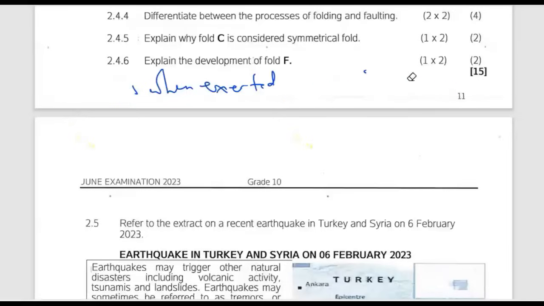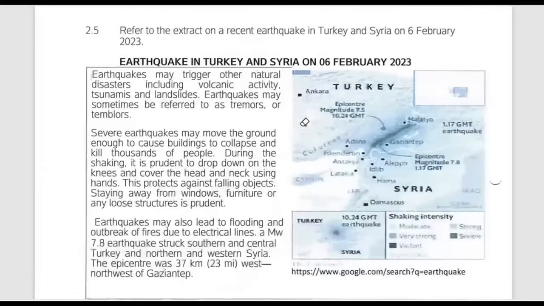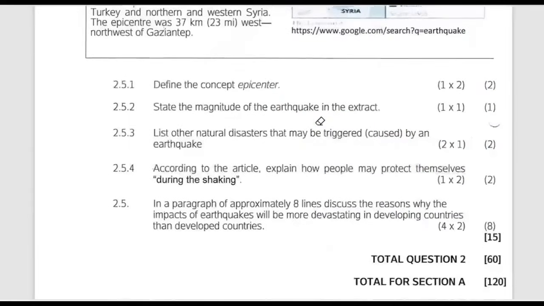So we move on to the next question, which is number 2.5. Right, number 2.5 is talking about an extract on a recent earthquake in Turkey and Syria in 2023. Define the concept epicenter.